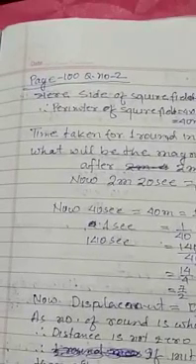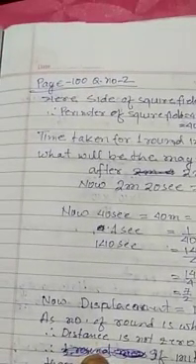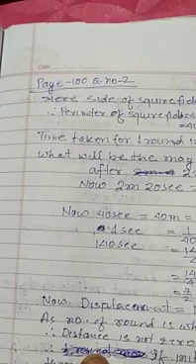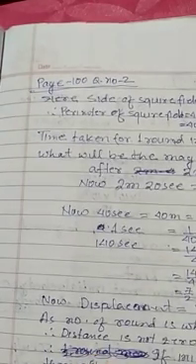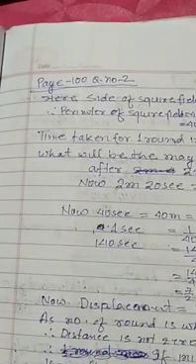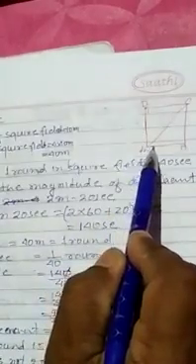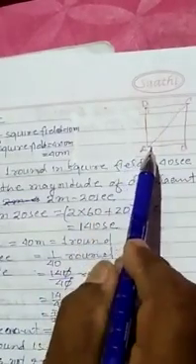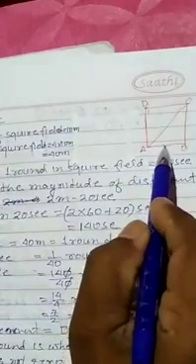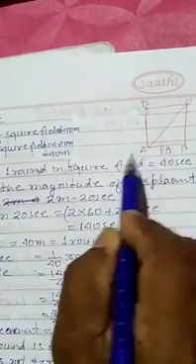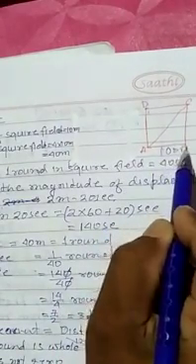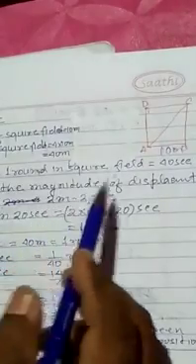I want to discuss some questions from the chapter on motion. Page number 100, question number 2. A farmer moves along the side of a square field whose side is 10 meter.